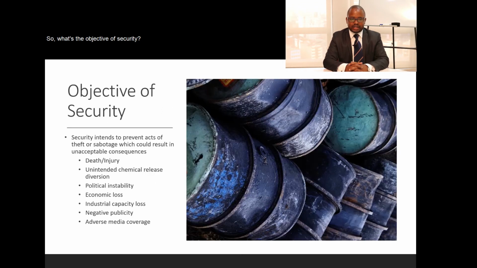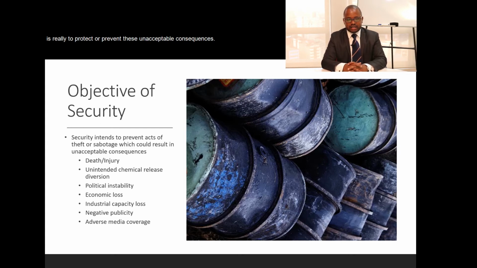So what's the objective of security? Security simply intends to prevent acts of theft and sabotage that could result in unacceptable consequences. These unacceptable consequences could be death, economic loss, or even adverse media coverage for businesses. The main objective of security is really to prevent these unacceptable consequences.